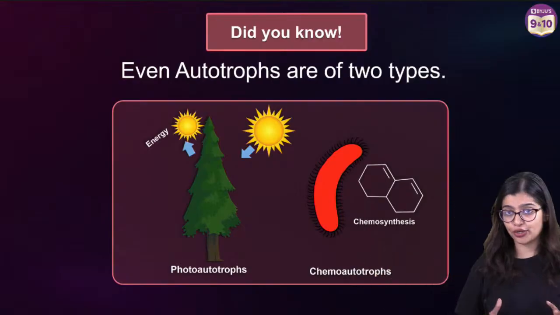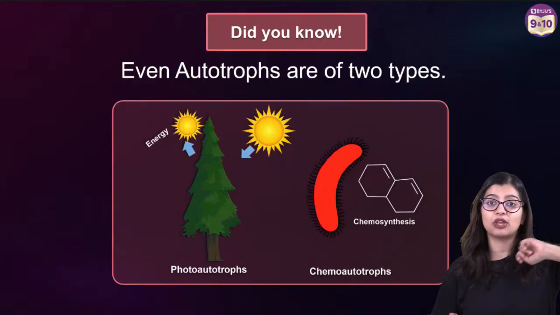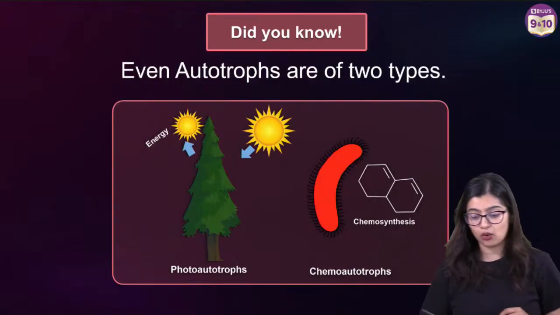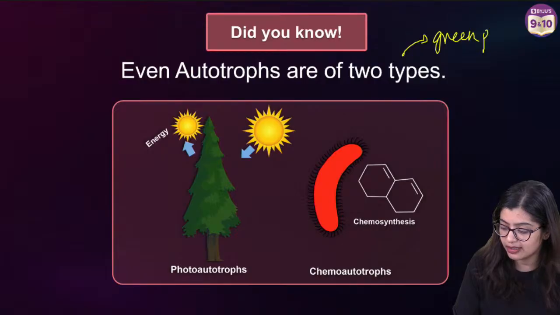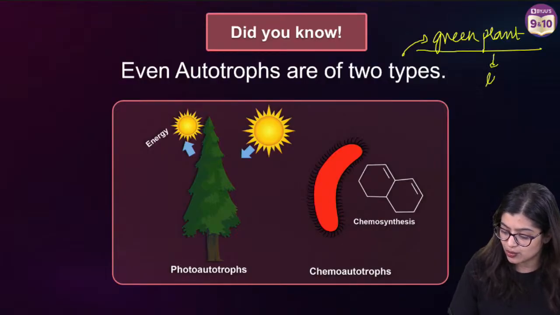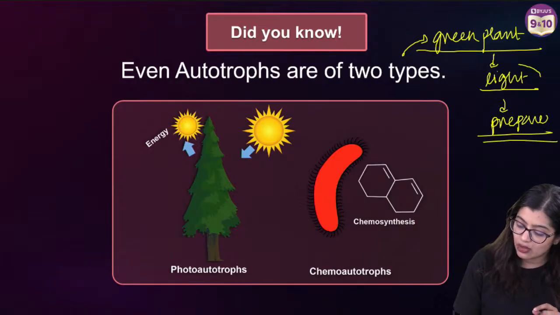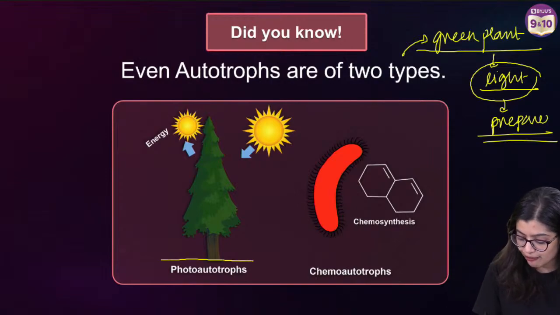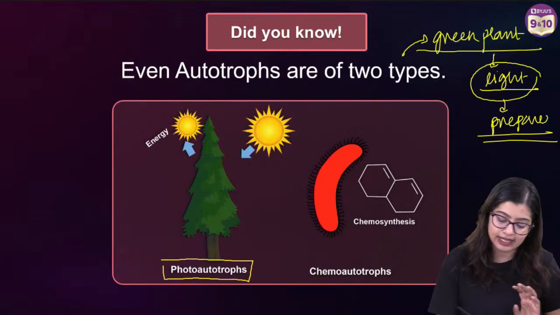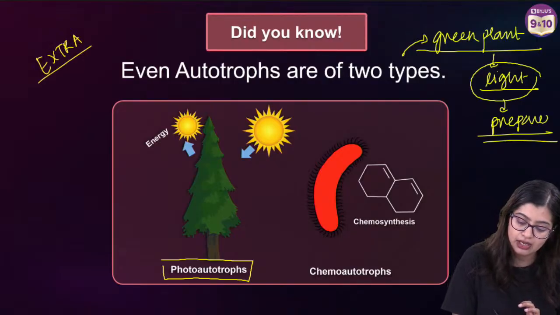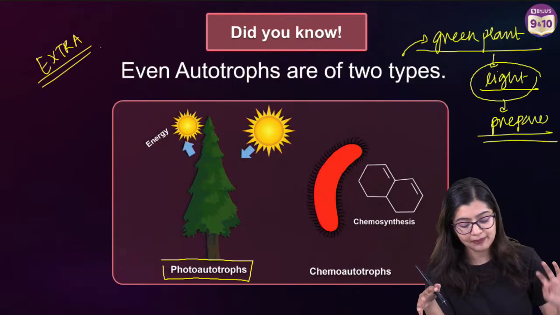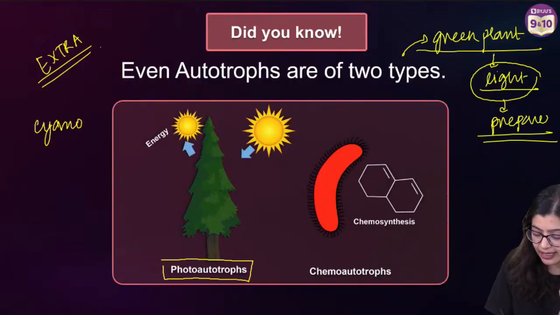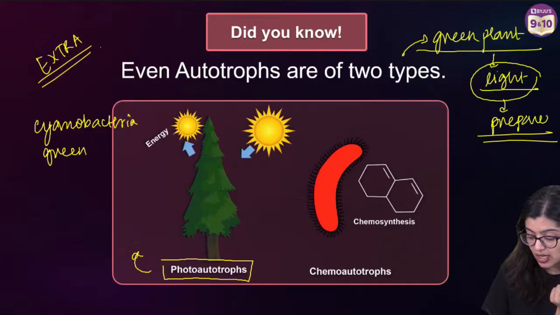Now, when you talk about autotrophs, here we see that autotrophs can be of 2 kinds. What we saw right now was an example of a green plant, yes, green plant using light energy in order to prepare food, right? So when they use light energy, we call them photoautotrophs. This is not there in your textbook. This is some extra information. This is extra. It's not there in NCERT. Okay? So if you think about it, your cyanobacteria, your green plants, they all come under the category of photoautotrophs because they do photosynthesis, right?